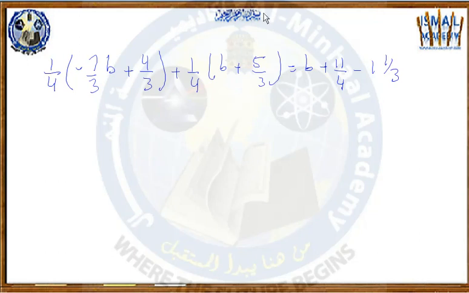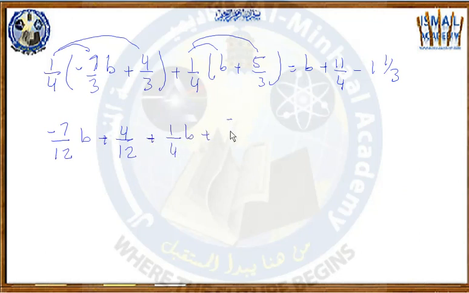Alright, first thing, let me make sure. Okay, so I distribute first. So what I have here, I got minus 7 over 12, yes? Plus 4 over 12, yes? Plus 1 over 4 b, yes? Plus 5 over 12, yes? Equal. So here I will make it an improper fraction. So it's going to be b plus 11 over 4, yes? Minus 4 over 3. I change this one to an improper fraction, yes?